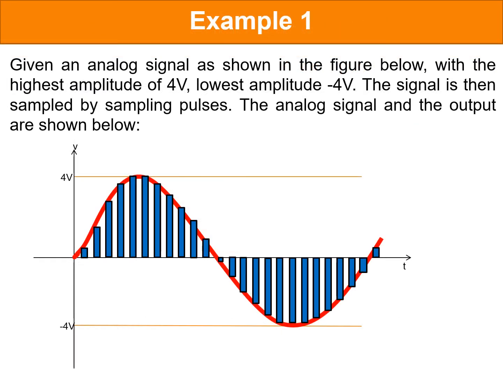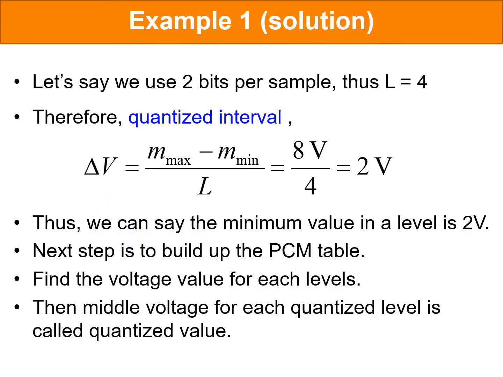So example 1, given an analog signal as shown in the figure below with the highest amplitude 4 volt and the lowest amplitude negative 4 volt. So the signal is then sampled by sampling pulses. The analog signal and the output are shown below. So let's say we use 2 bits per sample, meaning that our level now is 4. Therefore, the quantization interval or the step size is equal to M maximum 4 minus M minimum negative 4 divided by L, which is 4. So 8 volt divided by 4 equals 2 volt. So the step size for this example is 2 volt. We can say that the range of each level is 2 volt.